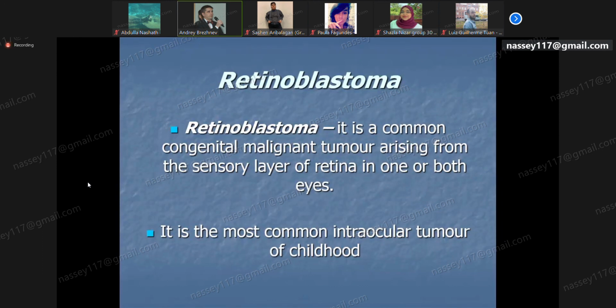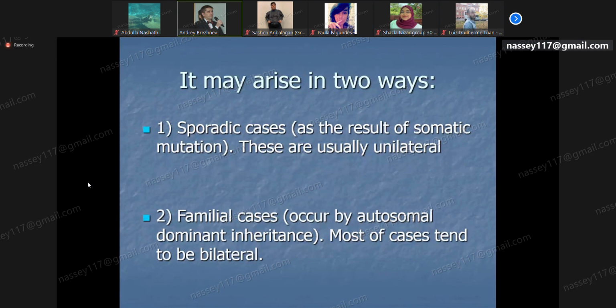Untreated, it is almost invariably fatal, unfortunately. It may arise in two ways. Sporadic cases occur as a result of somatic mutations. These are usually unilateral. And familial cases occur by autosomal dominant inheritance. Most of these cases tend to be bilateral. And of course, if a patient with retinoblastoma in anamnesis is going to become a father or mother, you should discuss these risks with him or her.